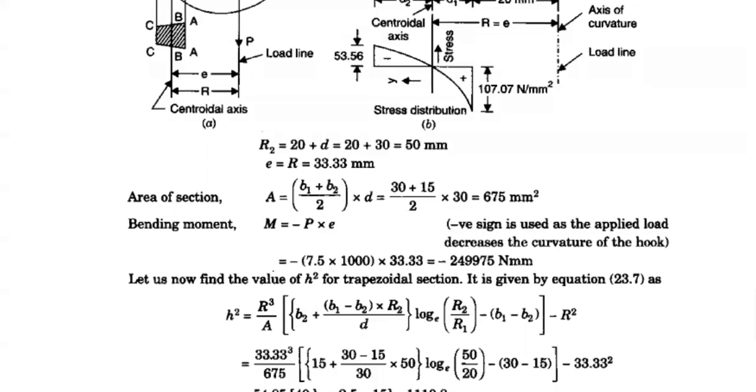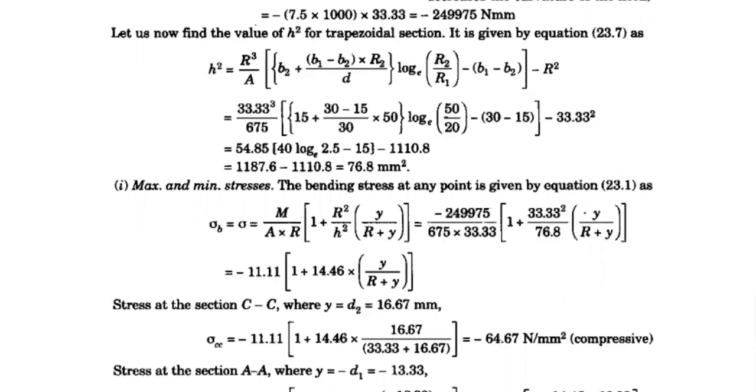Now please substitute in the given relation of h square. It is only a matter of substitution. There is no difficulty. Just substitution is required in the given formula. Each and every parameter is already available in your problem, no need to find out anything else. Just simply calculate P into e, that is sufficient.